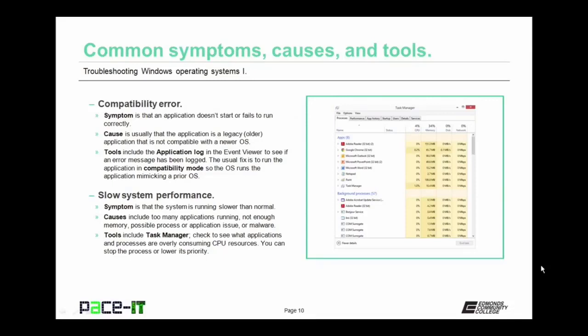A symptom that also commonly occurs is slow system performance. The system is running slower than normal. Causes include too many applications running, not enough memory, or possibly a process or application issue, or malware. All of those can consume your CPU and operating system time. Tools to troubleshoot and resolve this include the Task Manager. Check to see what applications and processes are overly consuming CPU resources. You can also stop the process or lower its priority from here.